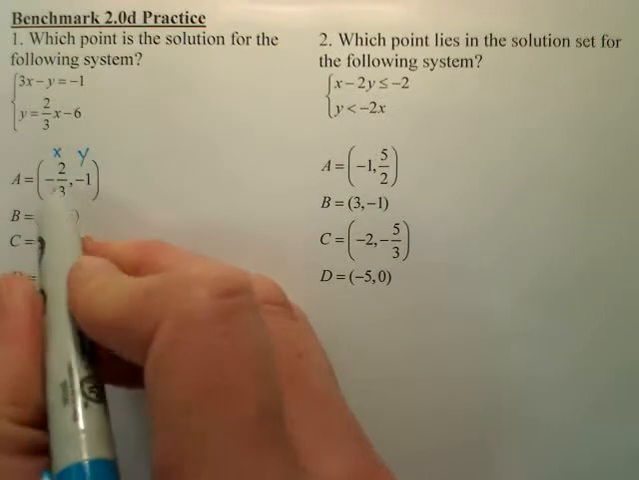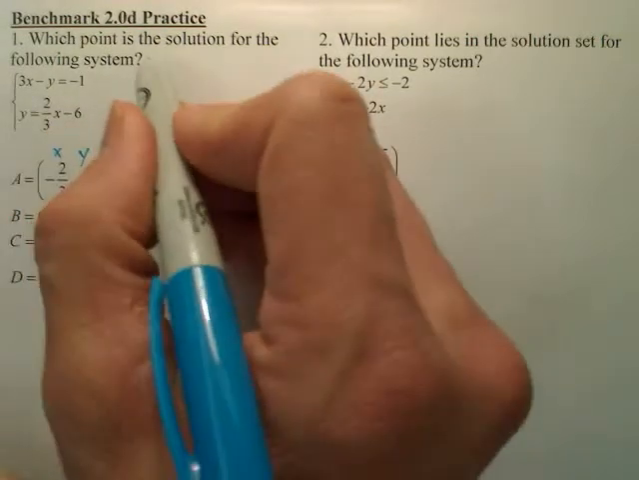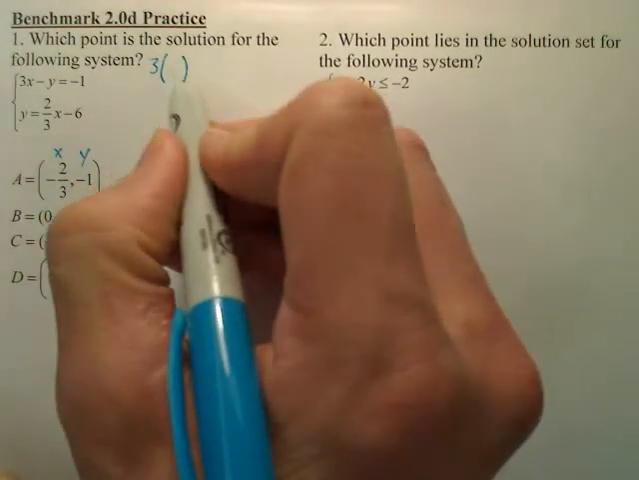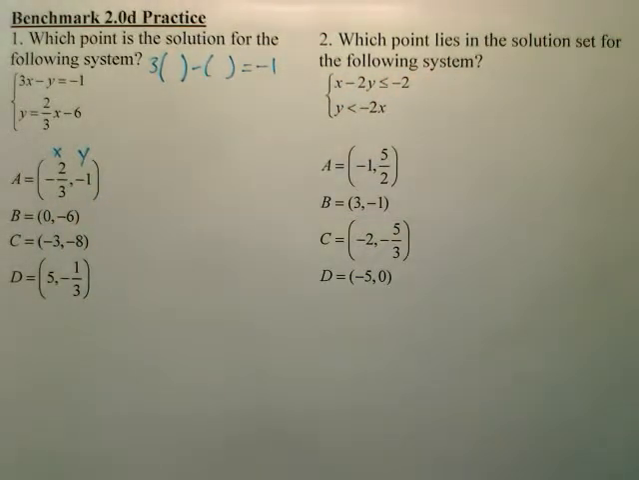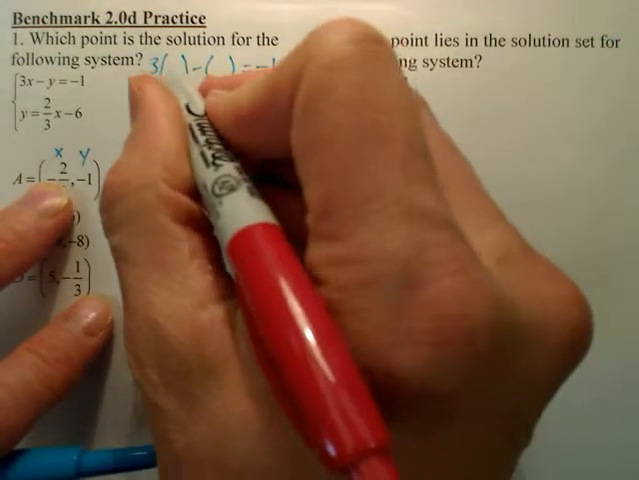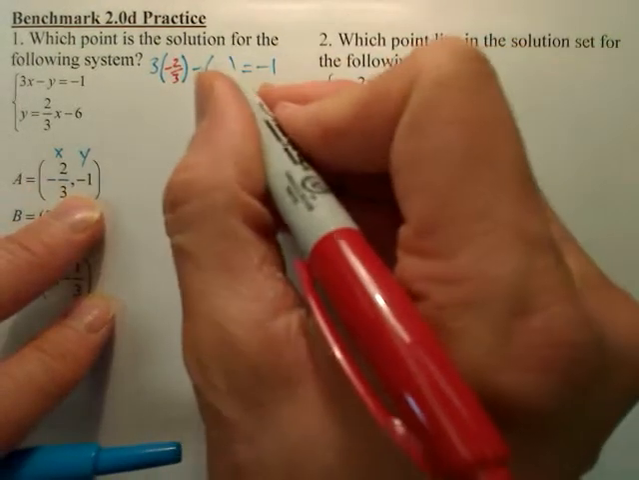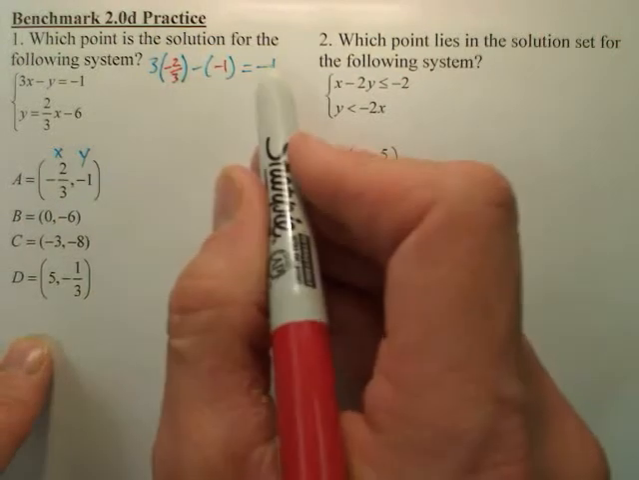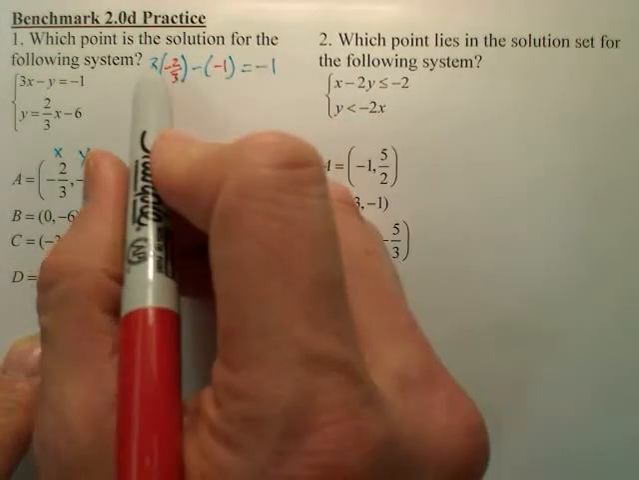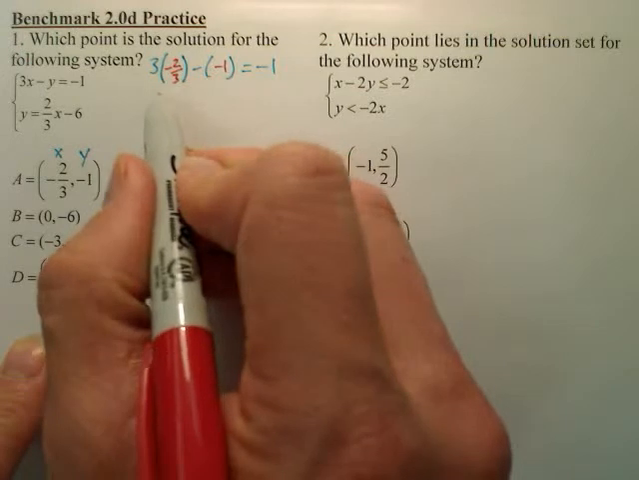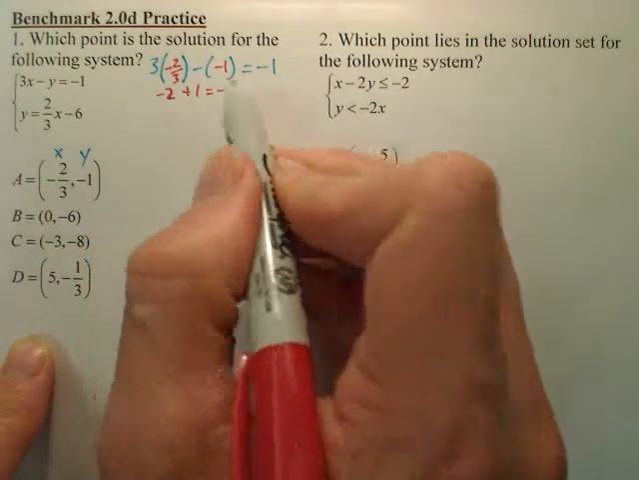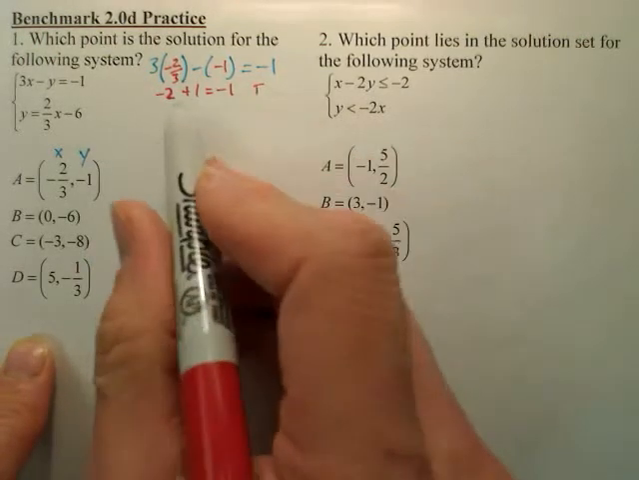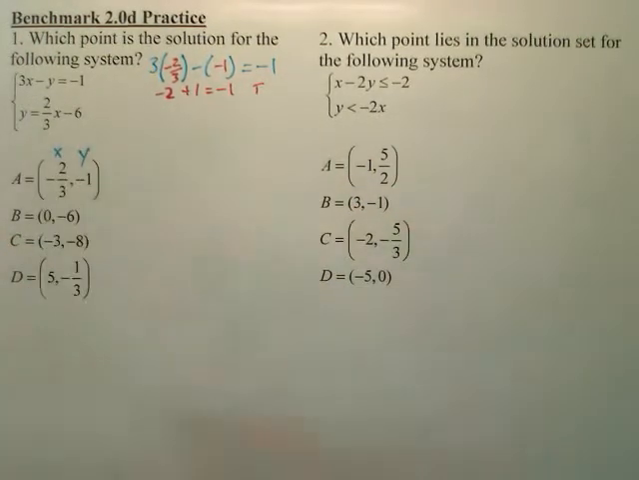So basically, if we go to the first one, we have 3x minus y equals negative 1. X, it says, is negative 2/3. Y is negative 1. Now, does this equal negative 1? Let's see. The 3's cancel, leaving you negative 2, and this becomes a positive 1. That looks to me to be true. So it works for the first one.